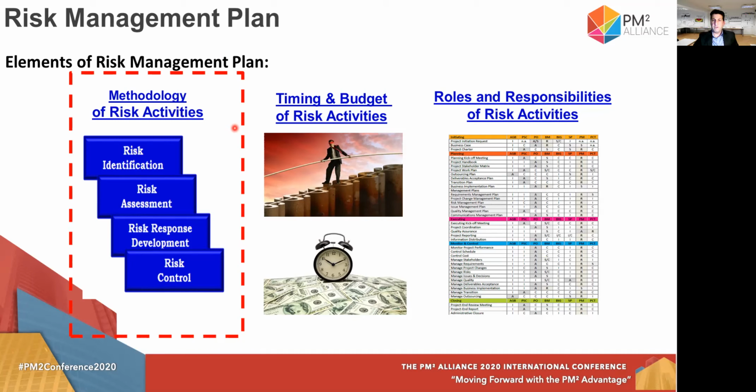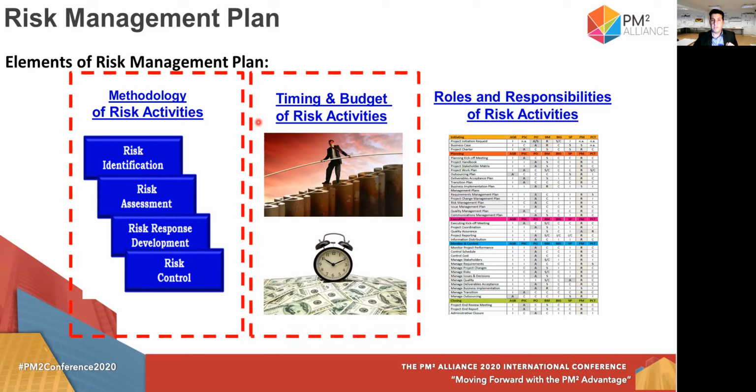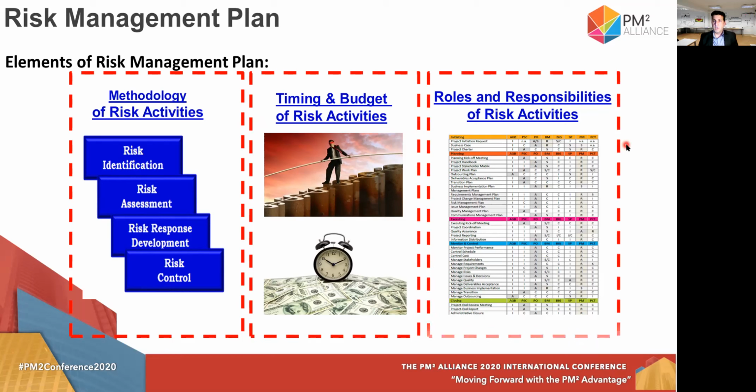After you have filled in this paragraph with all the risk activities, you go to the other two paragraphs, the timing and the budget of the risk activities. So you have to write down how much time each activity will take and how much money it will cost. Not only the money of executing an activity, but also, for example, the money that you will use for materials in order to do that. And as a fourth paragraph, it will be the roles and responsibilities of risk activities.